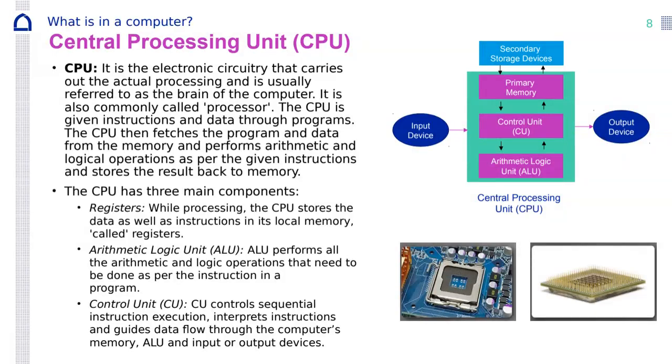Okay, so we'll come back. So this is the CPU. As you can see here, the CPU is the electronic circuitry that carries out the actual processing, and it is called the brain. Remember, I told you it's the brain of the computer. And some people just call it processor instead of CPU.